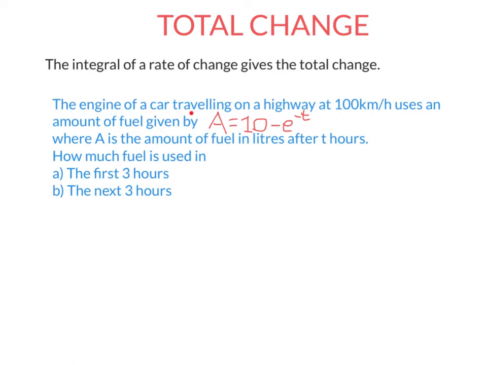Let's say the engine of a car traveling on a highway at 100 kilometers an hour uses an amount of fuel given by this function here. A is the number of liters of fuel being used after t hours. We're looking to find how much fuel is used in the first 3 hours and the next 3 hours.